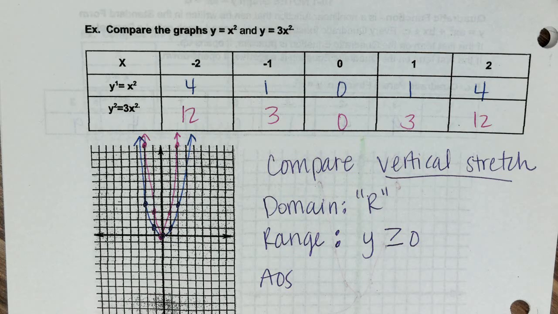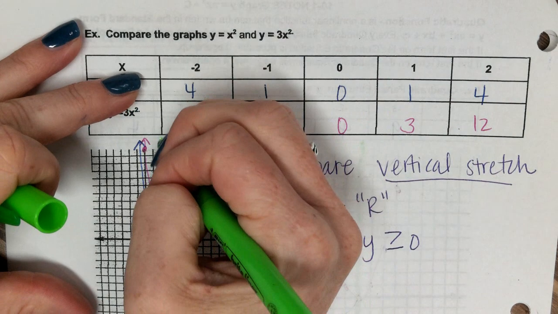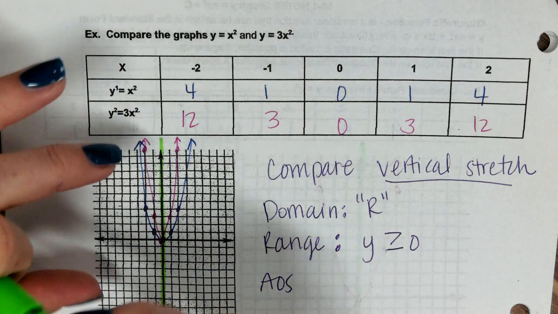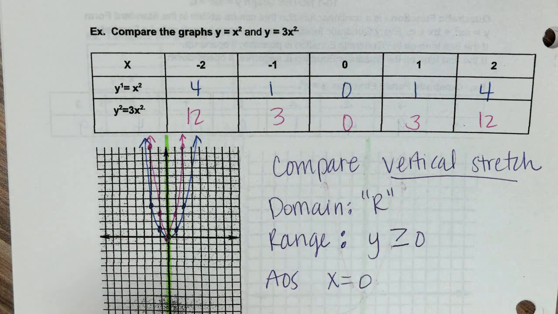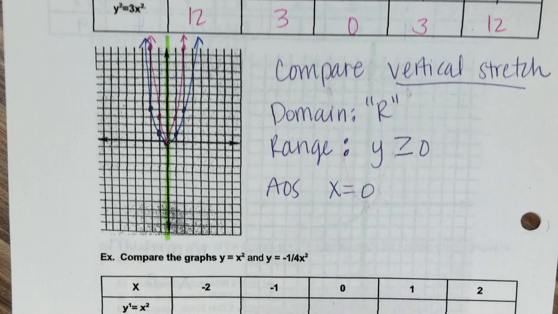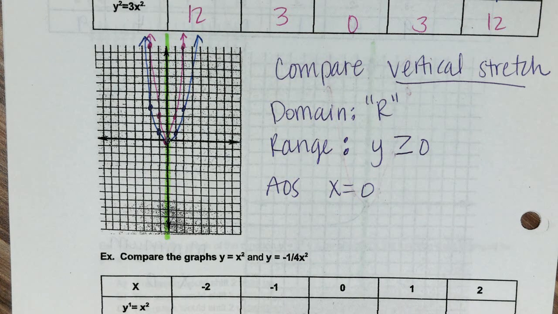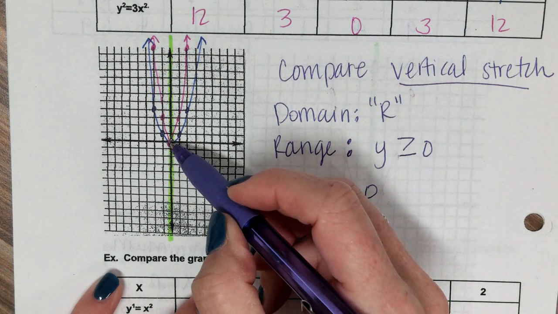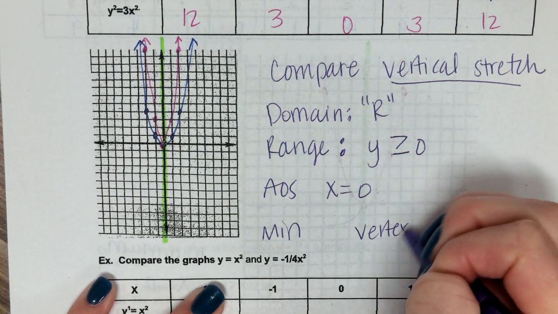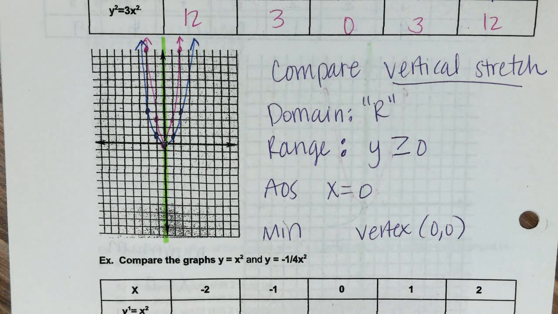Where is the axis of symmetry? But it's got to be written as an equation. X equals 0. Does it have a minimum or a maximum? A minimum. It has a lowest value. And where is the vertex at? 0, 0. So those are all the questions that you will be asked today over quadratic functions and their parabolas.